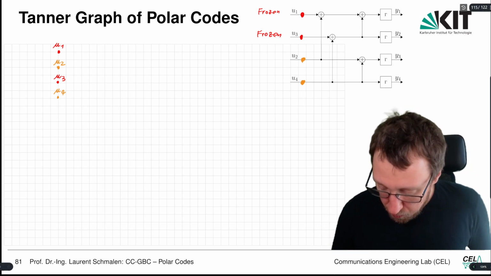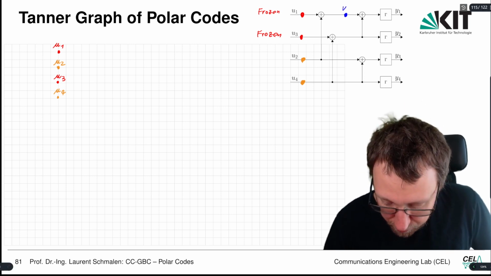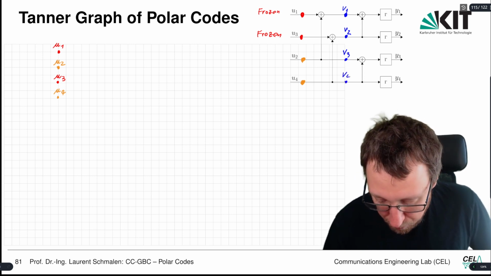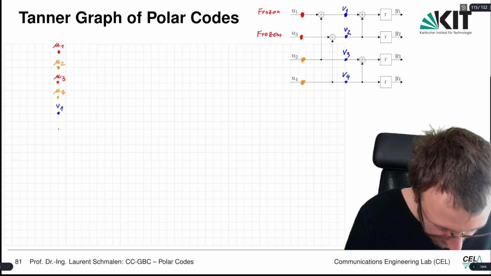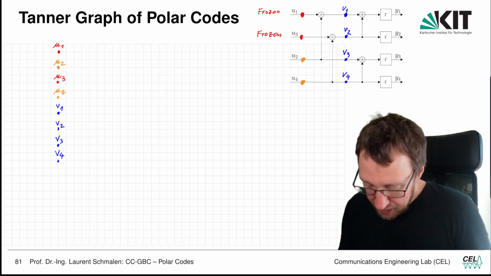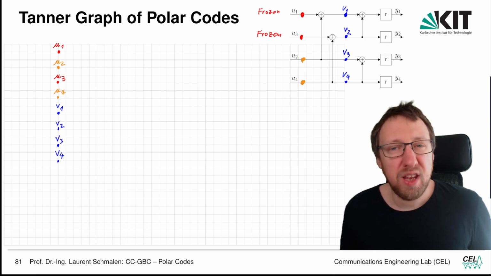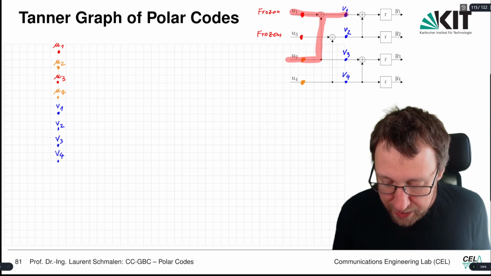So then we can define new nodes here. This is node V1, this is node V2, this is node V3, this is node V4. So we define a node V1, define a node V2, define a node V3, and we define a node V4. So how are these nodes related to each other? So we know that U1 plus U2 is equal to V1.